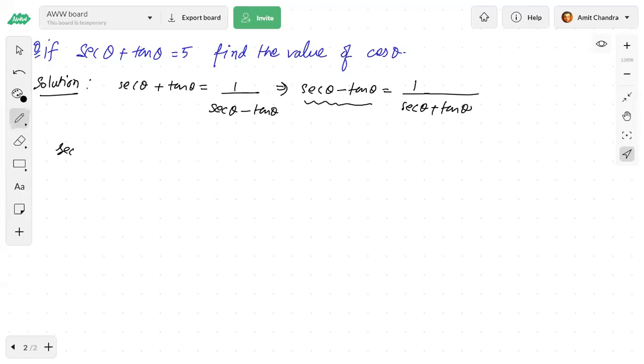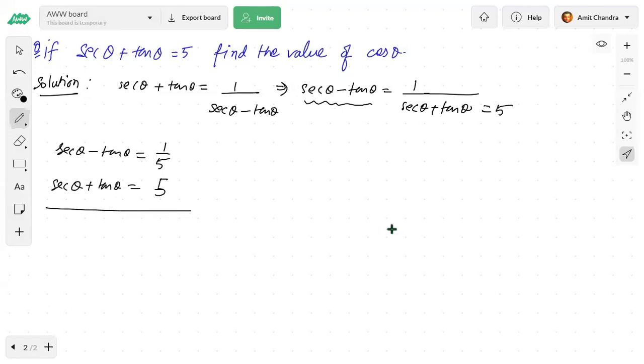So sec theta minus tan theta is equal to 1 by 5, as this is equal to 5. This is already given. So sec theta minus tan theta is equal to 1 by 5, right? And I have sec theta plus tan theta is equal to 5, right?